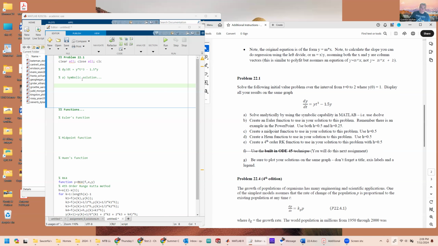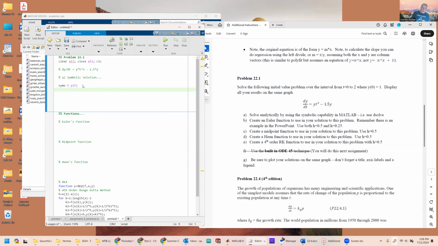Symbolically, we're going to use dsolve. It's a built-in function in MATLAB. So I have MATLAB started up here, with problem 22.1 and my memory cleared. Here is the equation right here. So how do we do it symbolically? Well, the first thing we need is to create the symbolic variables, so I'm going to use syms t and y of t.